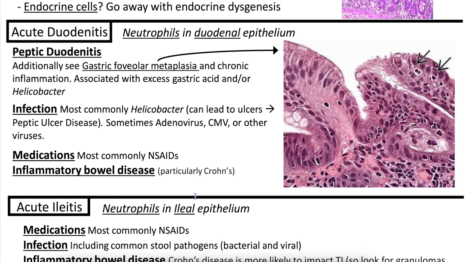Okay, acute duodenitis. This is where you have neutrophils in the duodenal epithelium, as you can see here. You can also see gastric foveolar metaplasia, as you can see here, for peptic duodenitis, I meant, and chronic inflammation. It's associated with excess gastric acid and/or H. pylori, so peptic duodenitis. Another one is infection, most commonly Helicobacter, and can lead to ulcers and peptic ulcer disease, but sometimes adenovirus, CMV, or other. Medication, your NSAIDs, just like location in real estate. And then IBD, particularly Crohn's.